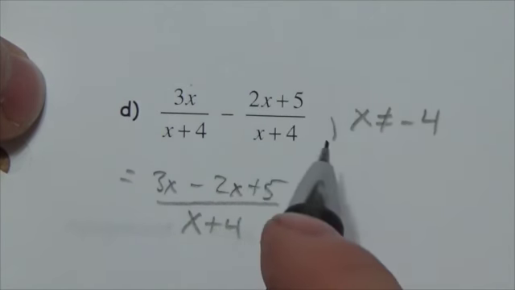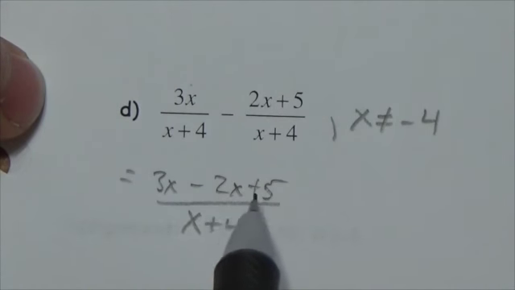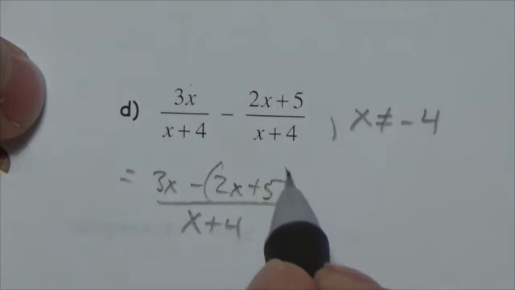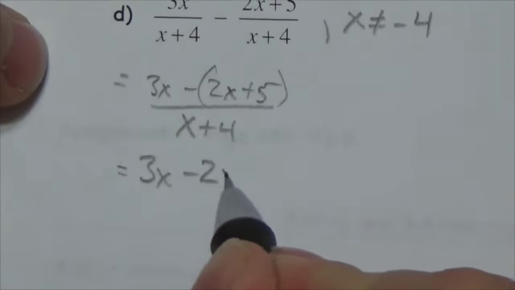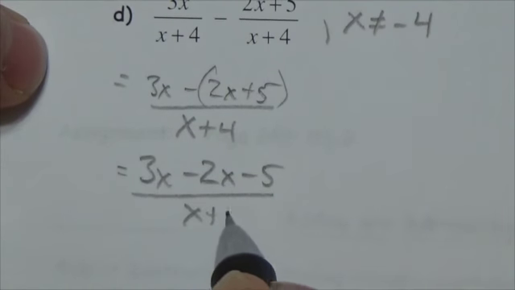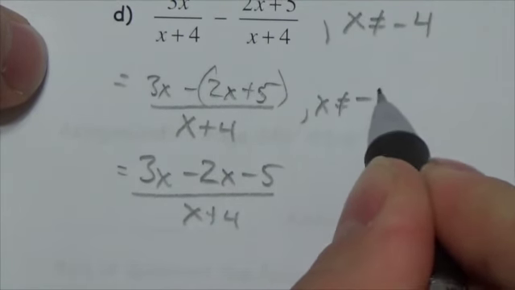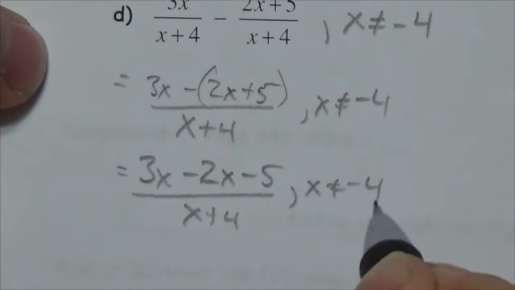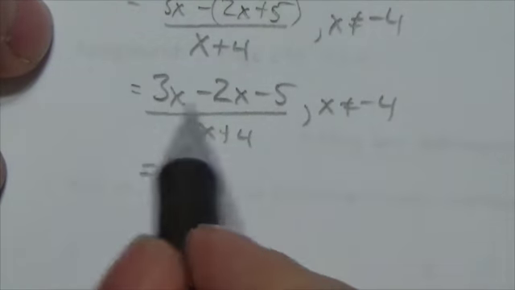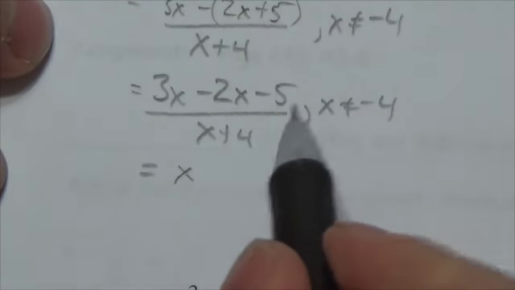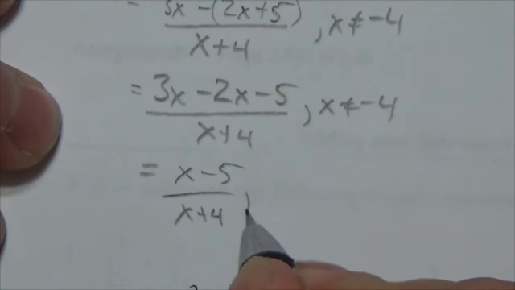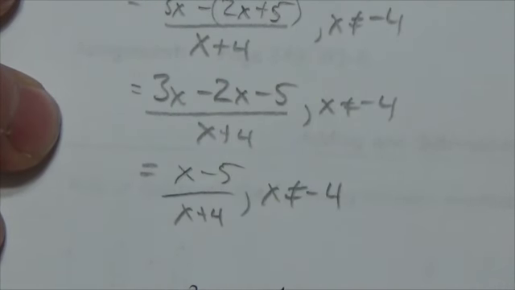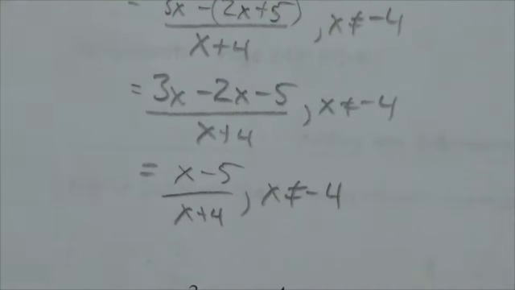I'm subtracting the whole 2x plus 5. If you just throw the negative in front like this, you're only subtracting the 2x. So you need to put parentheses here, and then you need to distribute that negative through. So this becomes 3x minus 2x minus 5 all over x plus 4. And the whole time around here, x can't equal negative 4. And now 3x minus 2x is going to be x. Let that minus 5 stay, and then we've got it over x plus 4, and x can't equal negative 4. Okay, so there you go. Just be careful with how you deal with those negatives there.